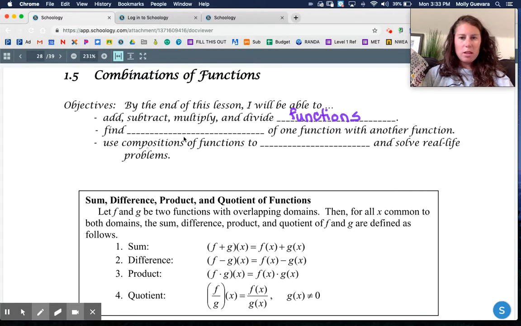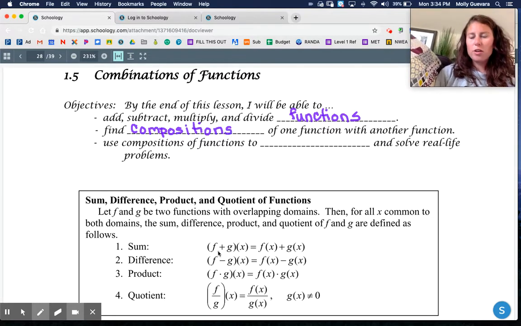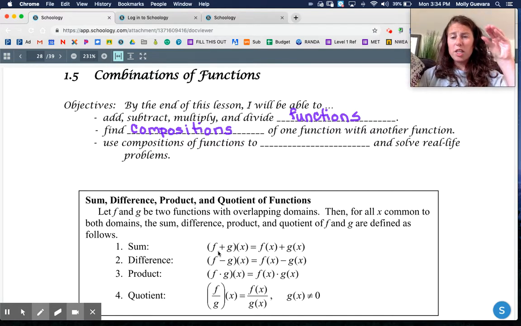Okay, so that should be fairly review, at least the first three, maybe not divide. Then we're going to find the compositions of one function with another function. So all I'm doing is taking one function and plugging it into another function. And then we're going to use those compositions to model and solve real world problems.